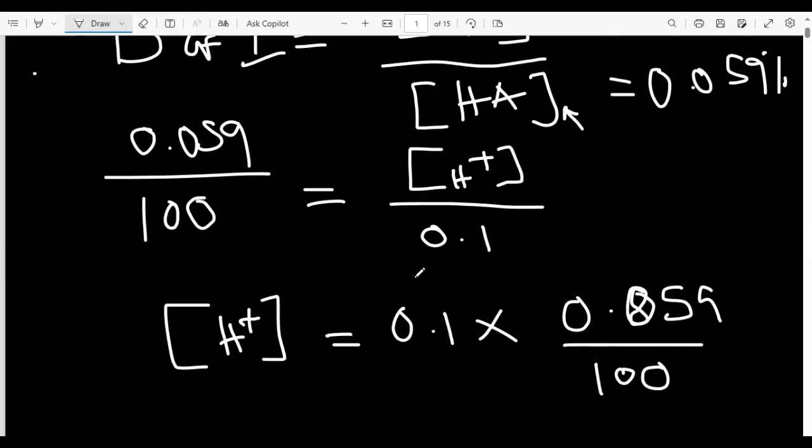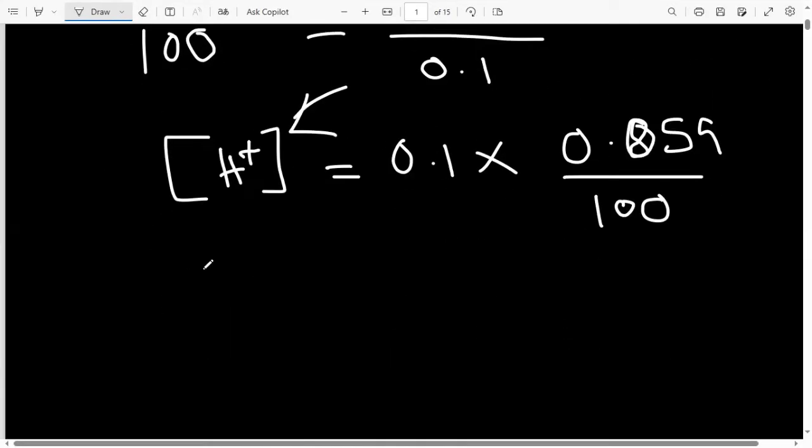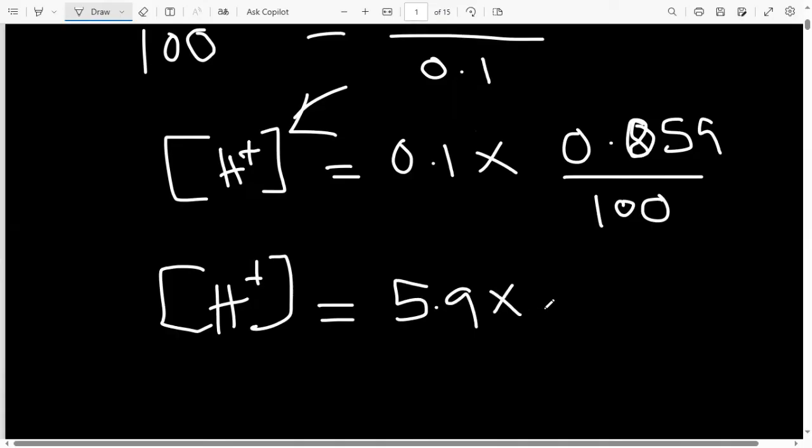Okay, so I was saying we have to find the concentration of the hydrogen ions. So just get your calculator and punch this value. The concentration of the hydrogen ions will be equal to this multiplied by this. You should get, I'm going to write my answer in scientific form, 5.9 multiplied by 10 to the power minus 5 molar. So this is my concentration of the H plus.